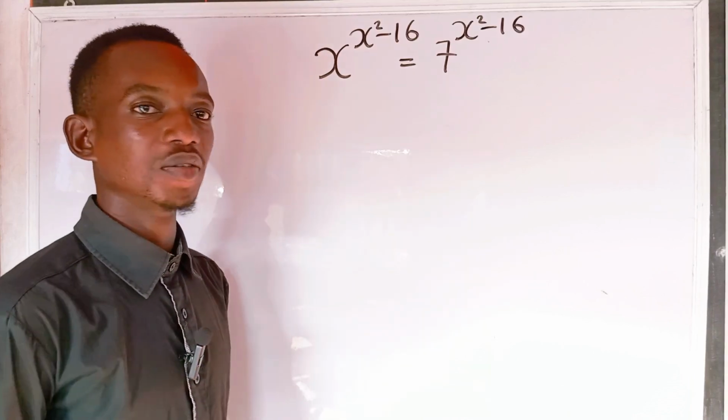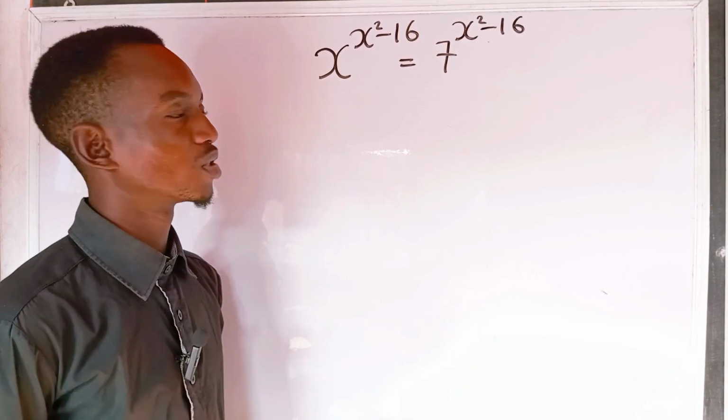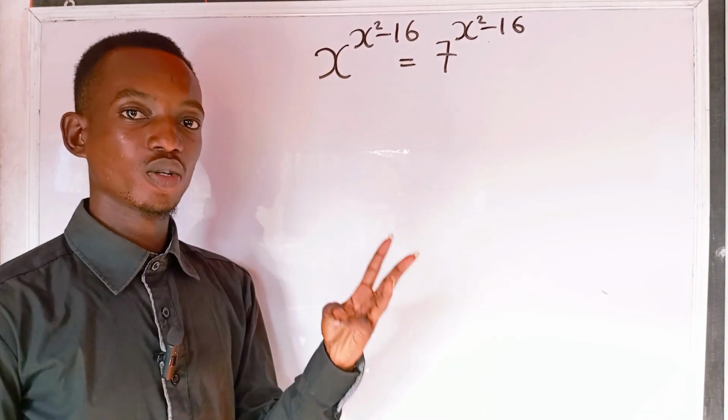Now, when you look at this equation, it's actually a very, very simple equation. Now, how can we solve this equation? This equation actually has three solutions, okay?